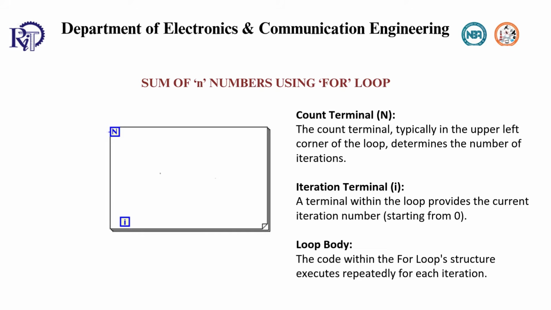Next, we can see the iteration terminal, which is indicated by i. This terminal provides the current iteration number. It starts from 0 and increments by 1 for each loop execution. Considering the loop body, the code placed inside the for loop structure will be executed repeatedly based on the count terminal's value. Let's start the VI program.